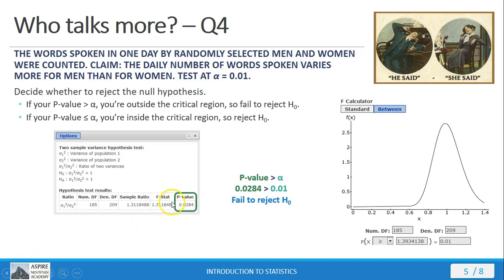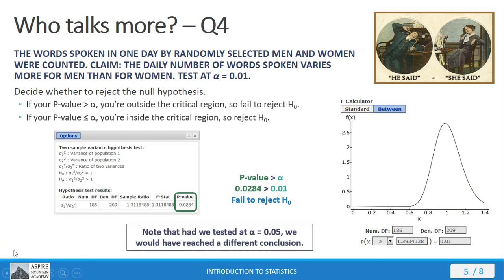Alternatively, we could use the test statistic here. 1.31 is just to the left of that critical value 1.39, that is the boundary of the tail, that is the rejection region for our distribution. And so we're outside the tail, therefore we're outside the region of rejection. We fail to reject the null hypothesis.